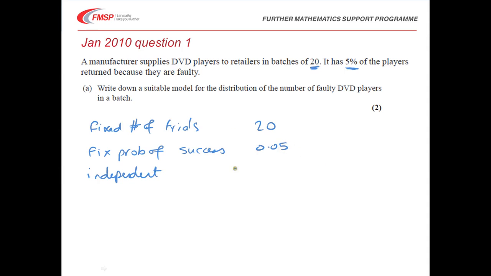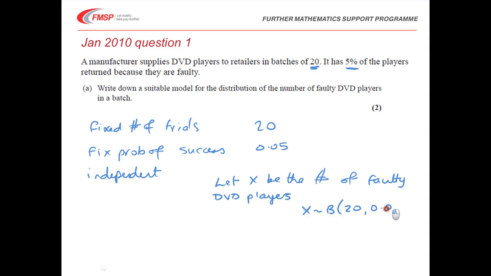Now, it says write down a suitable model. What I prefer students to write is to define their variable. So let x be the number of faulty DVD players. Sometimes on mark schemes this is important, sometimes it isn't, but if you're always going to write it, then you're not going to lose marks there, are we? So then we need to define it. So x can be modelled binomially with n as being 20 and p as being 0.05. So in this particular case you get 2 marks. They're both B marks, so you get 1 for telling me that it's binomial, and you get your second mark for actually giving me the correct values that the binomial is taking.